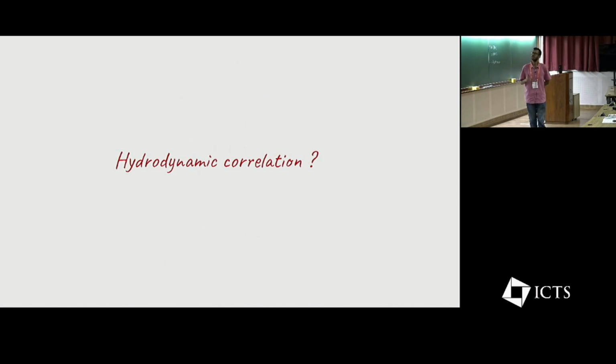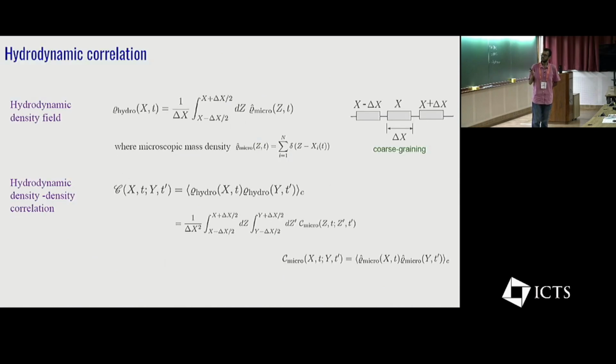So what about the hydrodynamic correlation? To study the hydrodynamic correlation, we first define the hydrodynamic density field. To define that, we have the microscopic mass density, and then we coarse-scan it over some space delta x, which in general we take to be greater than A, the dot length, and less than L, the length scale for the inhomogeneity. If we coarse-scan like that, we get the hydrodynamic density field.